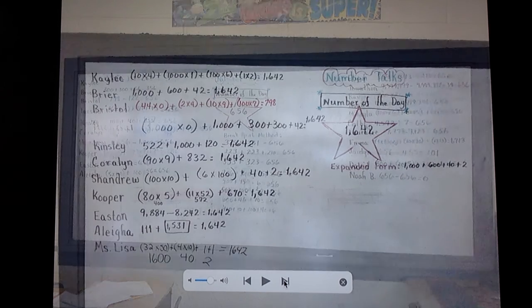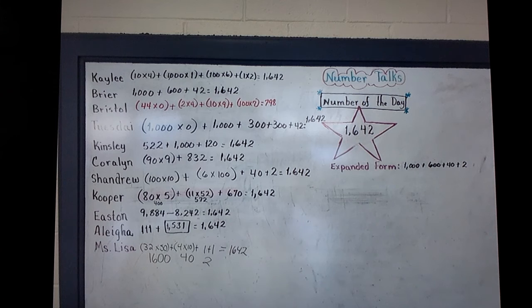The next slide is kind of an up close and you can see how they're advancing. Like Kaylee's 10 times 4 plus 1,000 times 1 plus 100 times 6. They come up with these on their own and they share it and they explain how they got that number. And as they do this, it helps the other students that may not be as advanced, and they have a visual because I write everything they say on the board. It's really a great way to teach about place value.